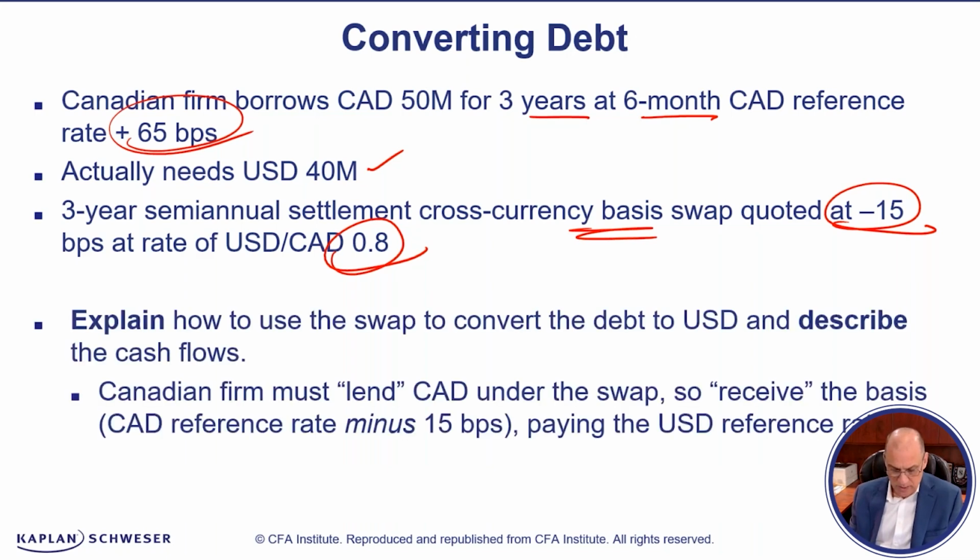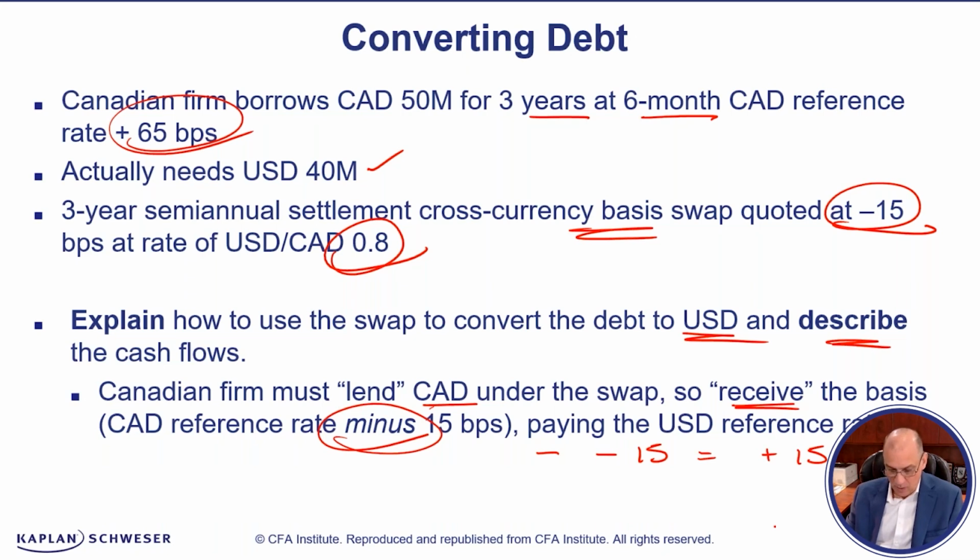All right, so we need to explain how to use the swap to convert the debt to US dollars and then describe our cash flows. The Canadian firm must, in theory, lend Canadian dollars under the swap, so receive the Canada reference rate minus 15 basis points. So minus 15 is going to equal plus 15. Tuck that away in your mental Rolodex for a moment. And pay the US dollar reference rate.